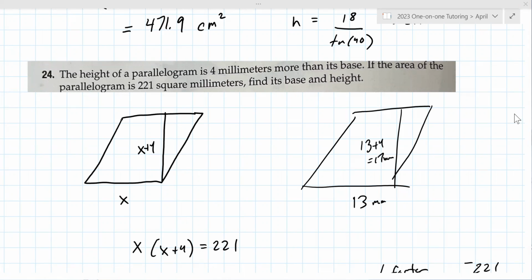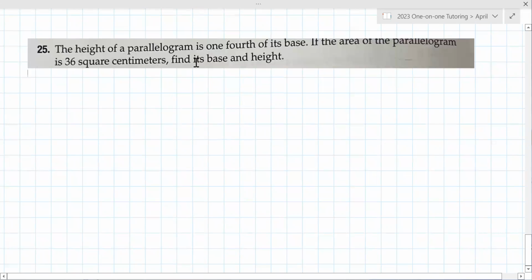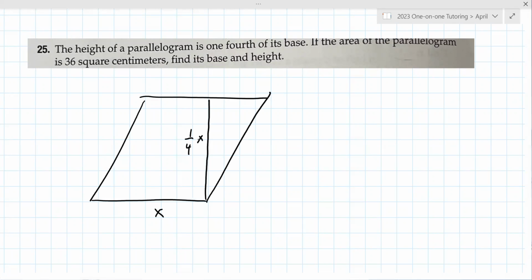$17 millimeters. Cool. Okay, so next question's kind of similar. It says the height of a parallelogram is 1/4 its base. So the height is 1/4 its base x. Notice that I don't try to draw it to scale. That doesn't really matter.